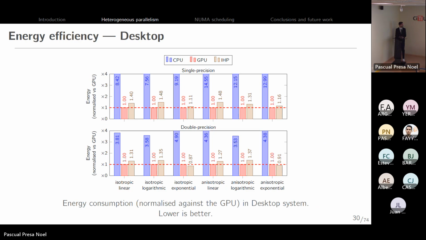Regarding energy measurements, we can see that we could not improve the total energy consumption because the contribution of the CPU improves the execution times, but is very costly in terms of energy.